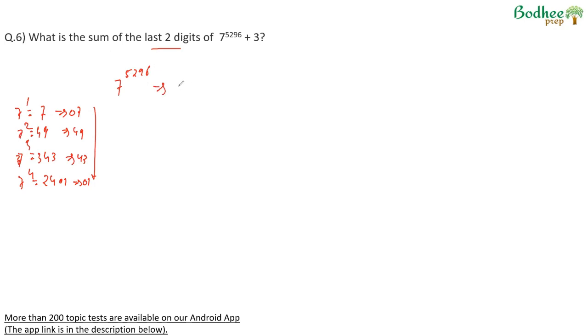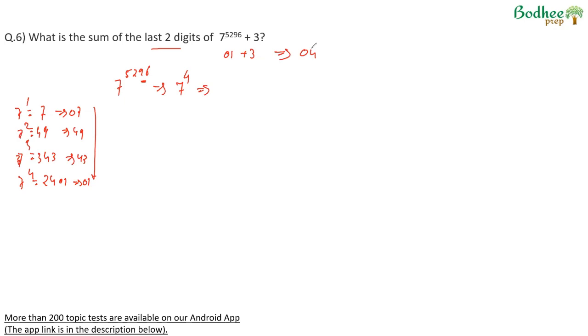Now 7 raised to power 5296 is a multiple of 4. 96 is a multiple of 4. The last 2 digits of 7 raised to power 5296 will be the same as the last 2 digits of 7 raised to power 4, which is 0, 1. So we get 0, 1 here, plus 3 here, and therefore the last two digits will simply be 0, 4.